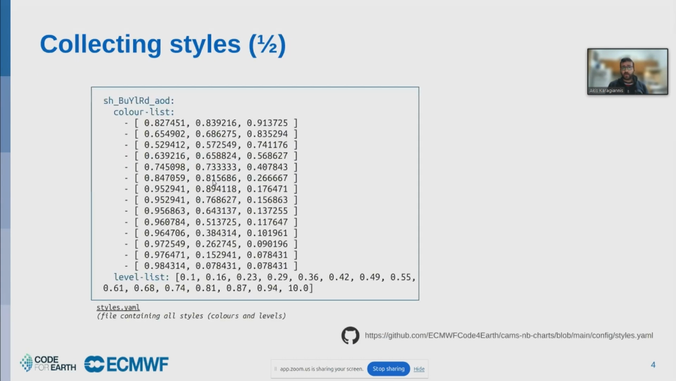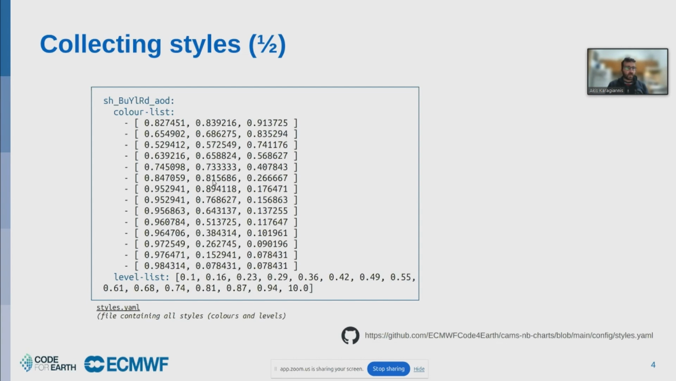Now, for example, some of the plotting styles look like this, or at least they look like this now. You have the name of the style. This is for aerosol optical depth, for representing that variable. You have a list of colors. These are normalized RGB values from 0 to 1.